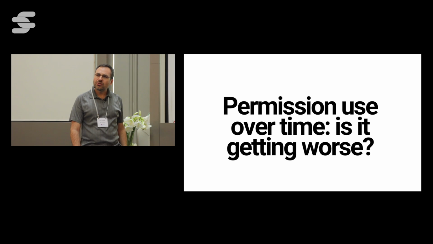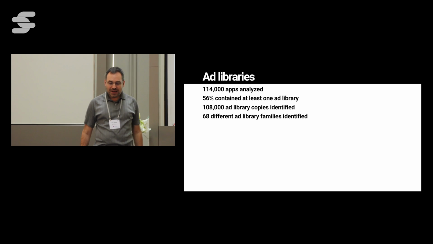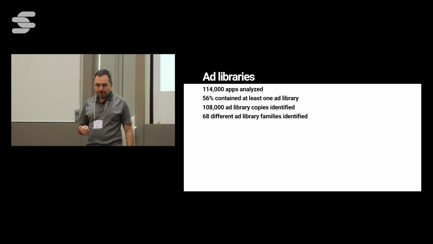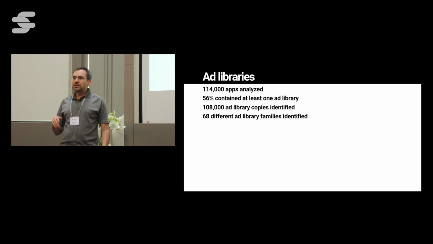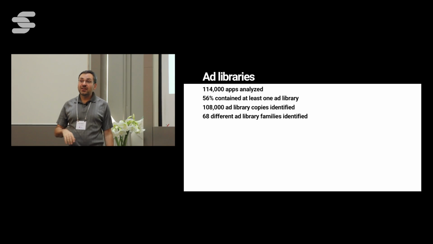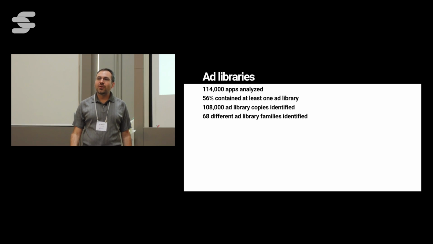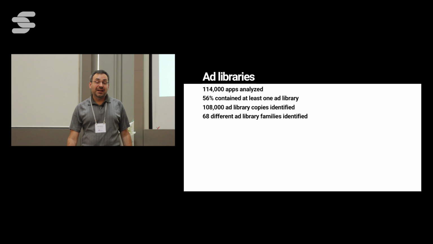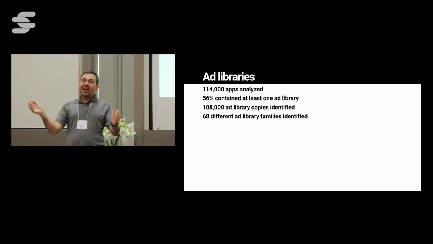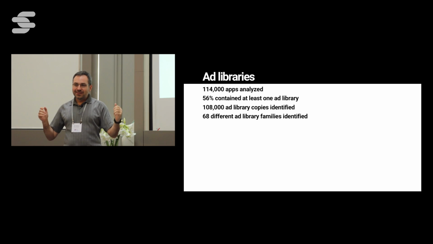And is it getting worse? Let's have a look. So we downloaded 114,000 apps from the Android Play Store. And you can decompile any of them and look at the different things inside the APK file. 56% of our sample had at least one ad library. Some of them had as many as 8 or 9 ad libraries. So the size of the ad libraries is dwarfing the size of the application.